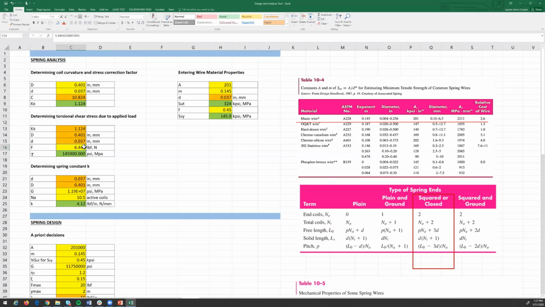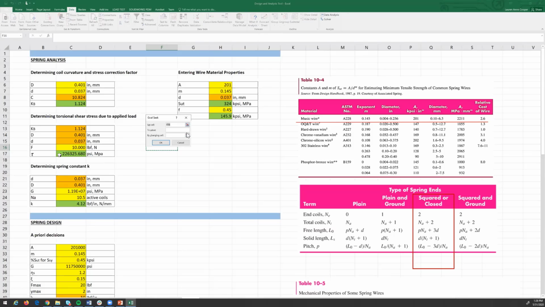And then how did I get this F? I got it through goal seeking. So let's say that this F had been something else, like 10 pounds. That would give me a shear stress that is higher than the allowable shear stress. So I did Data, What-If Analysis, Goal Seek. Set cell torsional shear stress to the value of the torsional yield strength, which is 145.9 by changing cell F.